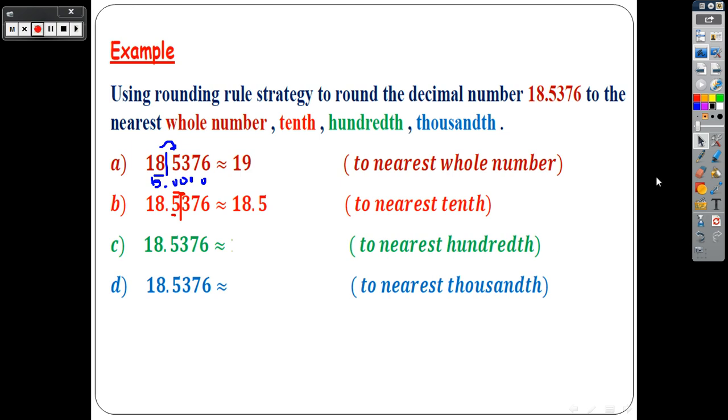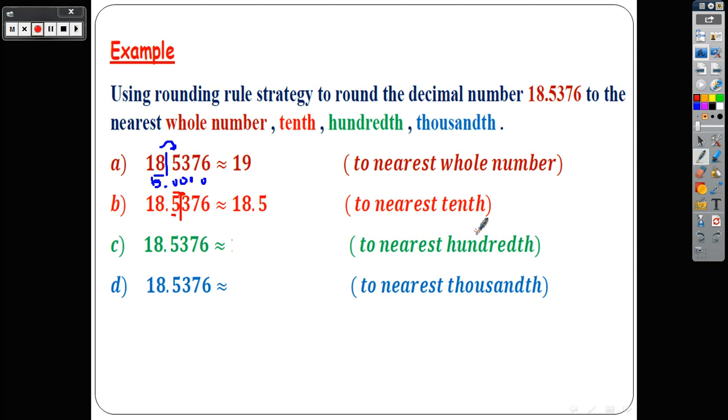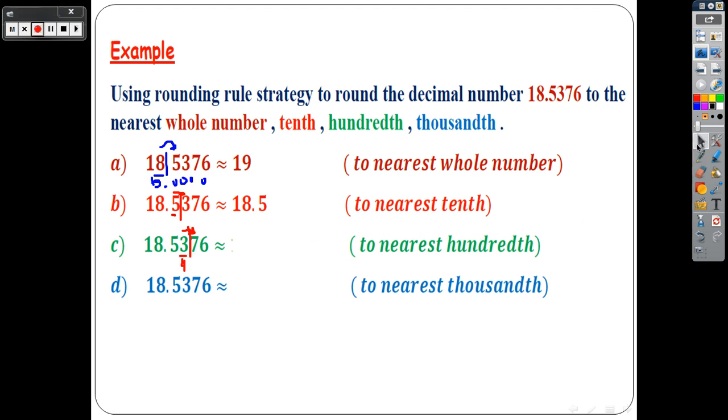Now this number to the nearest hundredth. How can you round to the nearest hundredth? Go to the hundredth place. The hundredth place is 3. Stop here and go to the next door. What is the next door? It's 7. I say 5 or more, so 7 is more, add 1 more. This 3 will convert to 4. And the answer will be 18.54.